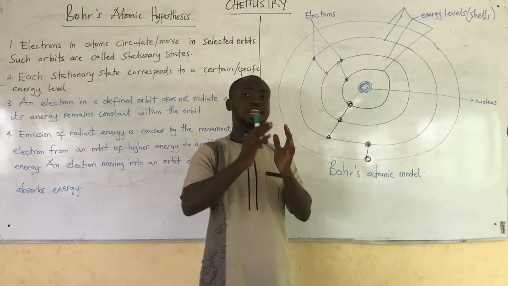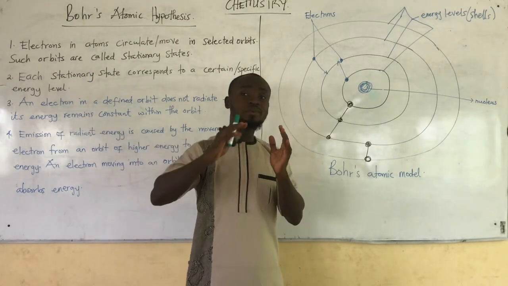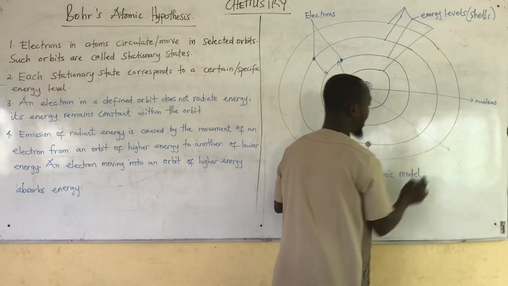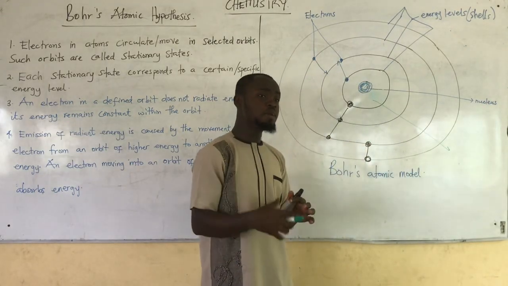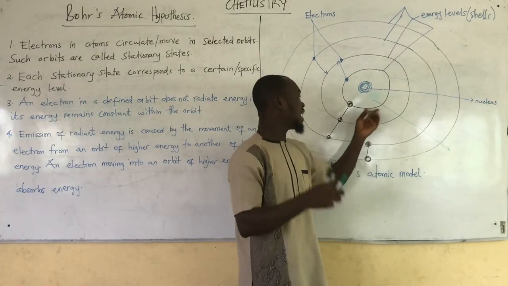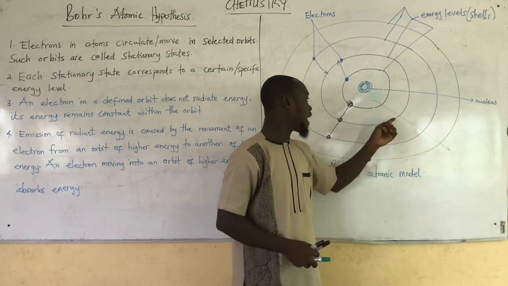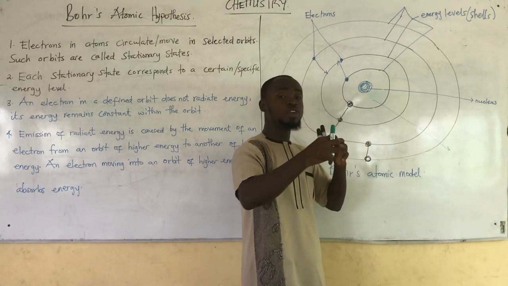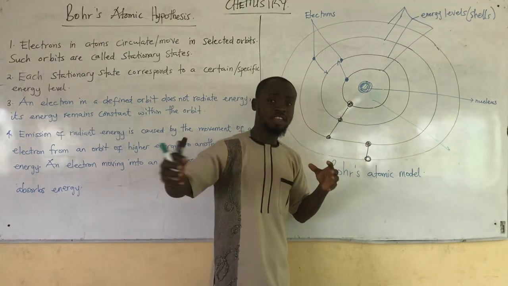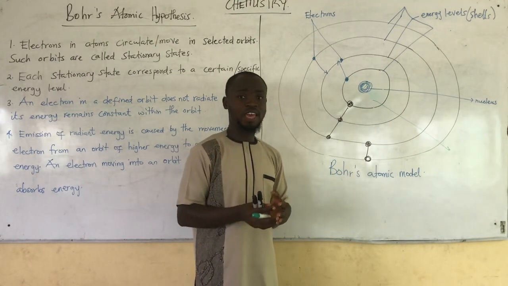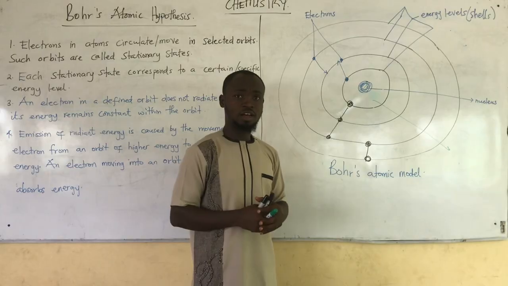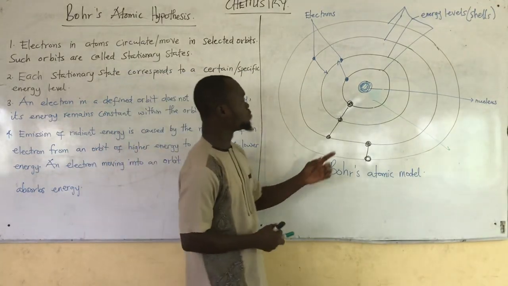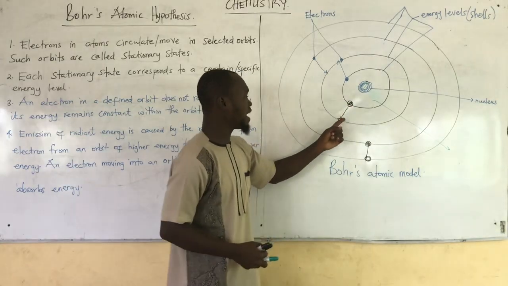Once you're moving further away from the nucleus, you are increasing the energy level. It simply means that this energy level is higher than this one, this one is also higher than this, and this is also higher than the remaining ones. So once you're moving away from the nucleus, we are increasing the energy level of the electrons.